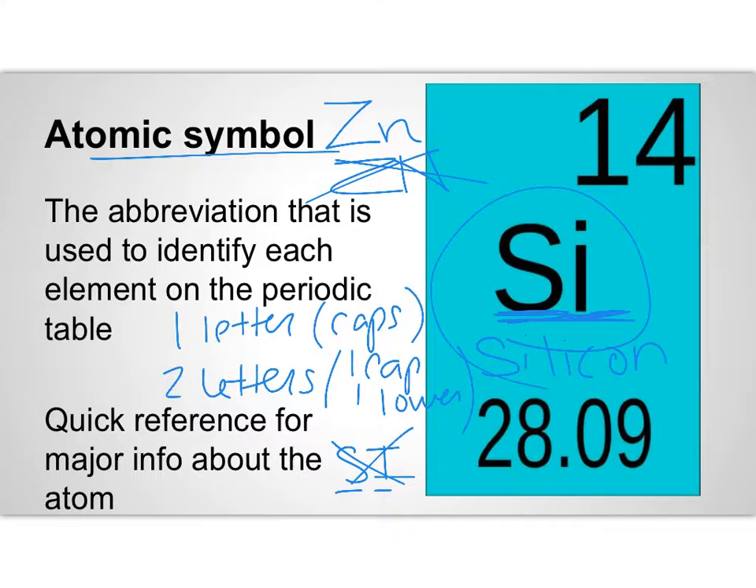So you want to make sure you're being very careful into what you capitalize and what you lowercase, because if you write something like SI when I ask you for silicon, I'm going to have to mark it wrong because that's sulfur and iodine. So there's very specific ways that we have to write the elements.